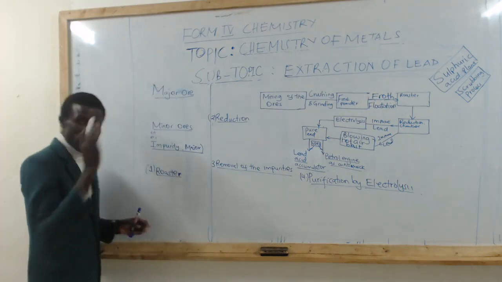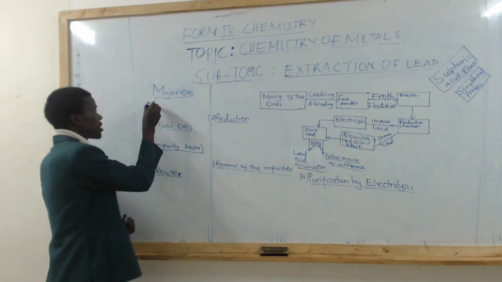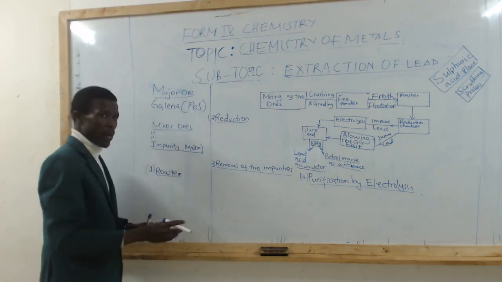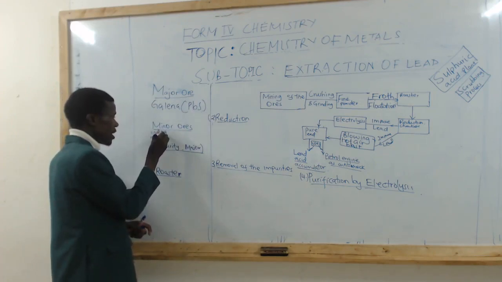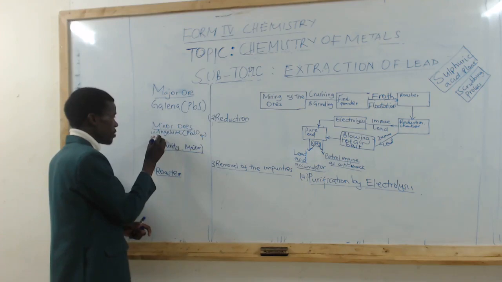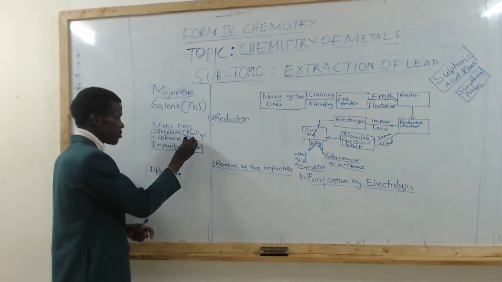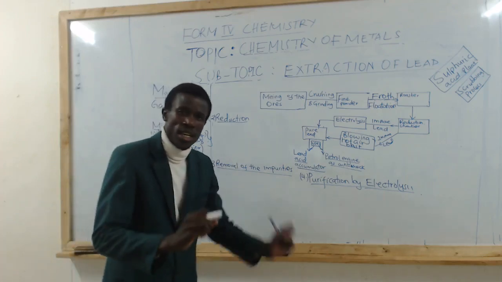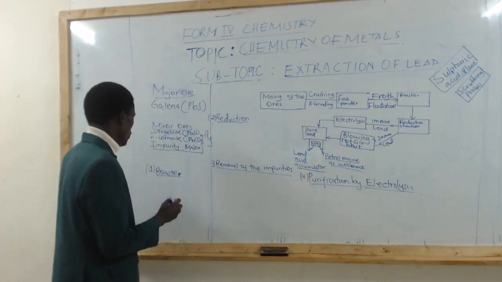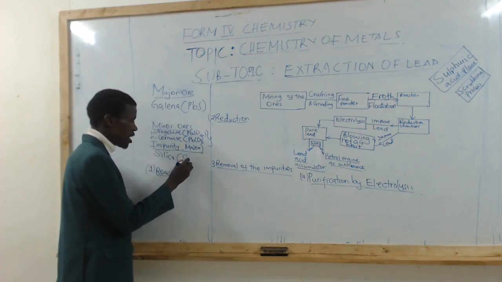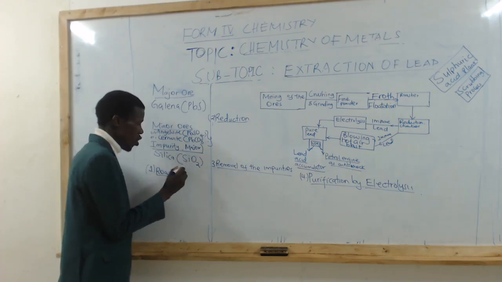Now, the major ore of lead is known as galena. Galena is lead sulfide. The minor ores we have are anglesite, which is lead sulfate, and another one, cerussite, known as lead carbonate. The major impurity in these ores is silica. Silica is the major impurity in these ores.